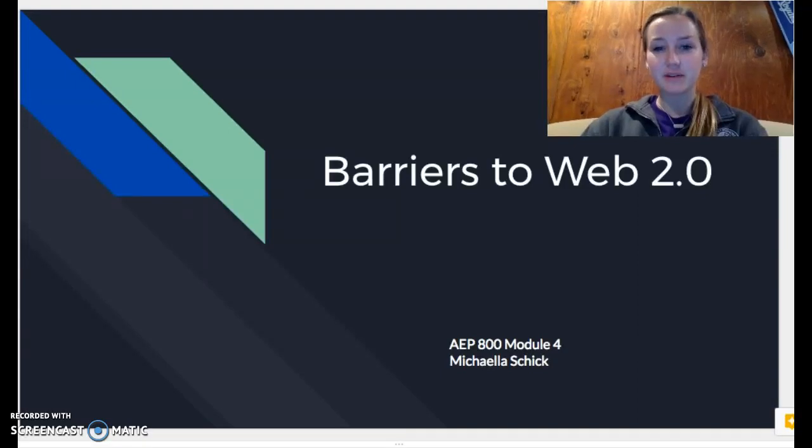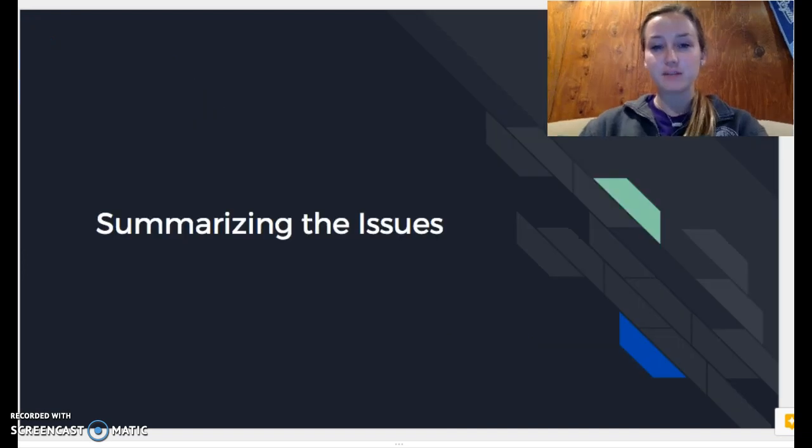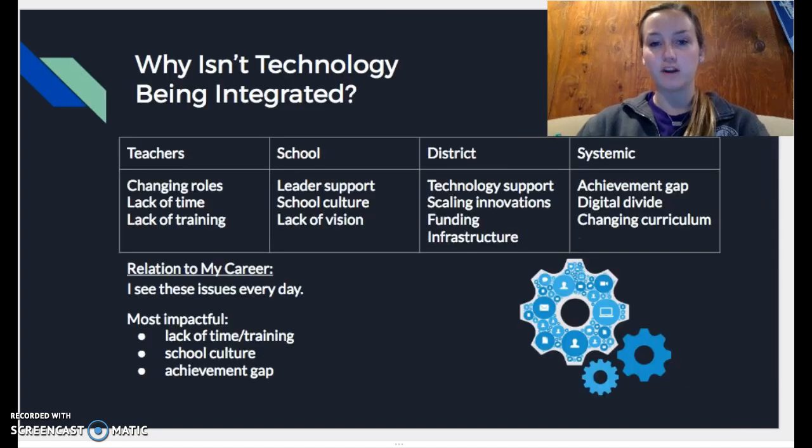Hi, I'm Michaela Schick, and we are going to talk about some of the barriers to using technology or using Web 2.0 in the classroom. So first I'm going to summarize the issues that were presented in the 4 articles that we read for this module. I categorized the issues into 4 different categories: teachers, school, district, and systemic.